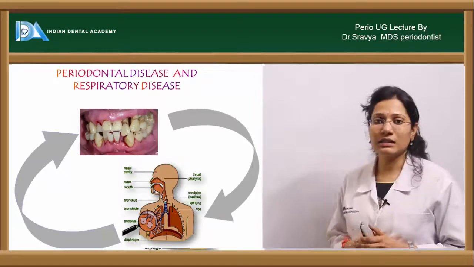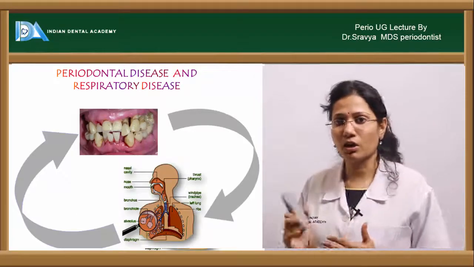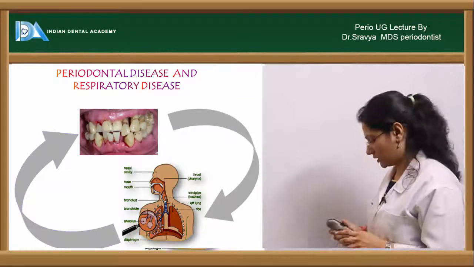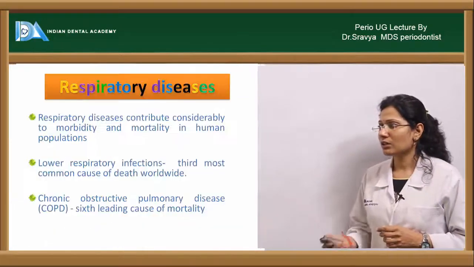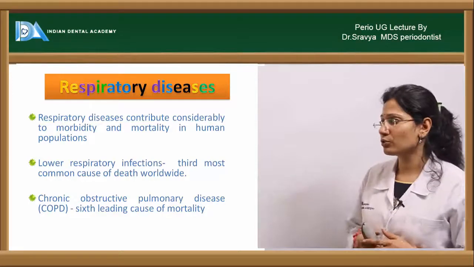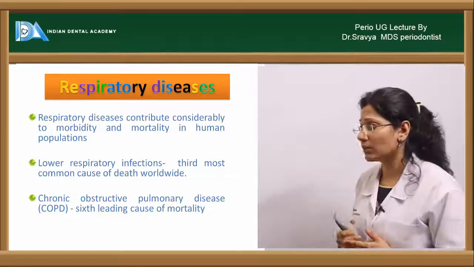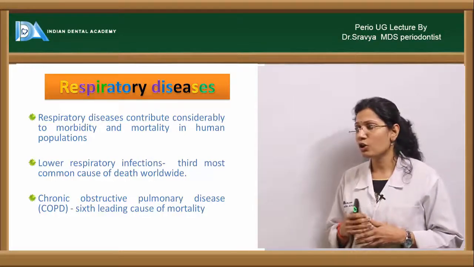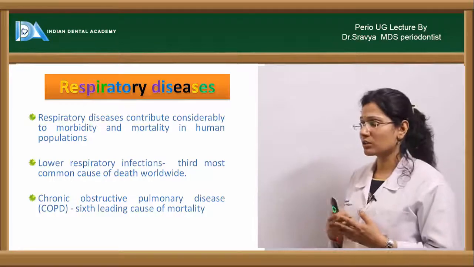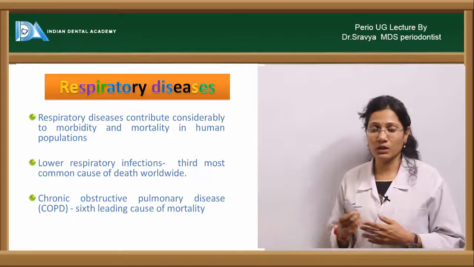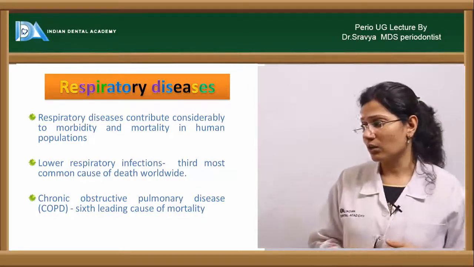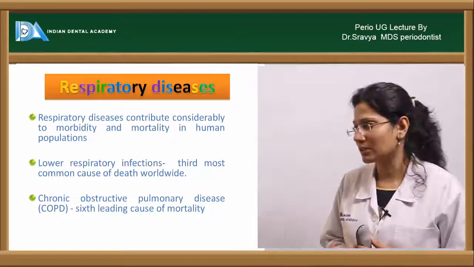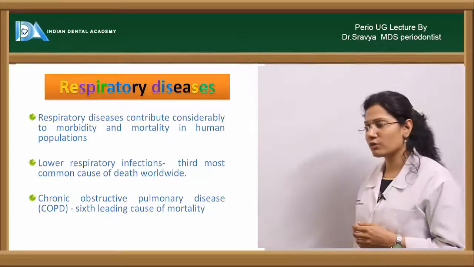Now let's see what the link is between your periodontal diseases and your respiratory diseases. Respiratory diseases contribute considerably to the morbidity and even the mortality in human populations. Lower respiratory tract infections are the third most common cause of death in the world, and especially COPD, the obstructive form of chronic pulmonary disease, is the sixth leading cause of mortality.